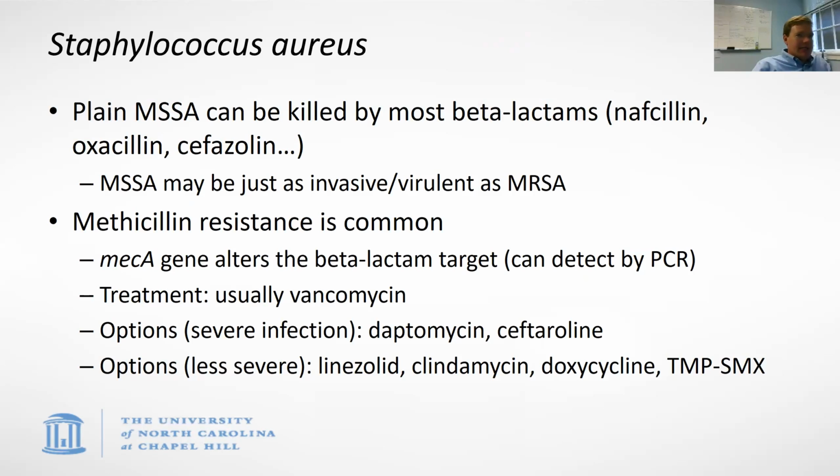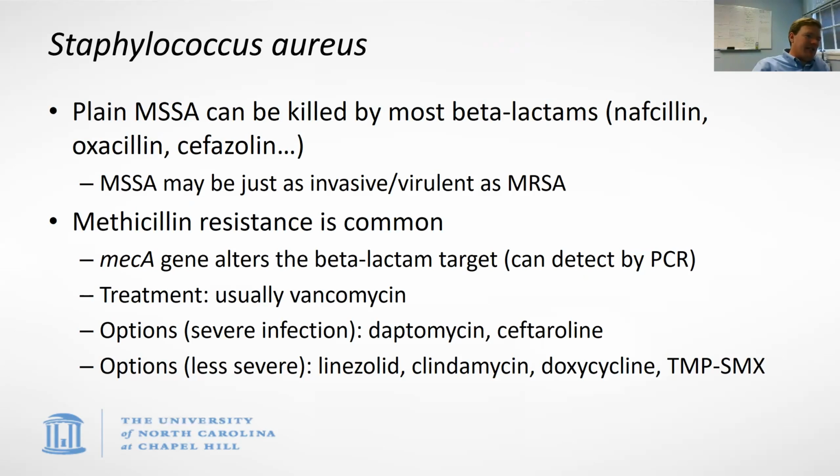But methicillin resistance is common. It's still very nearly half of strains that are MRSA. There's some regional variation. And that's caused by the mecA gene, which alters the beta-lactam target. And this is detectable by PCR, and that's very highly reliable. We usually treat that with vancomycin. We do have several options.